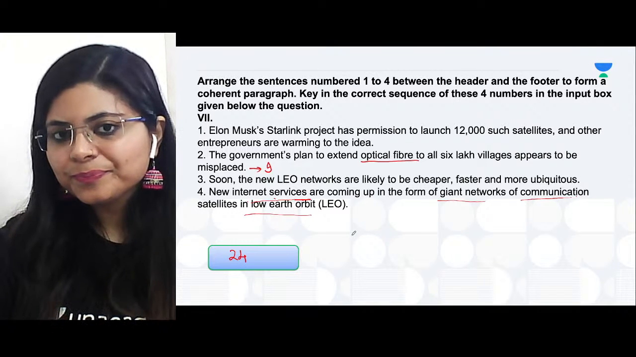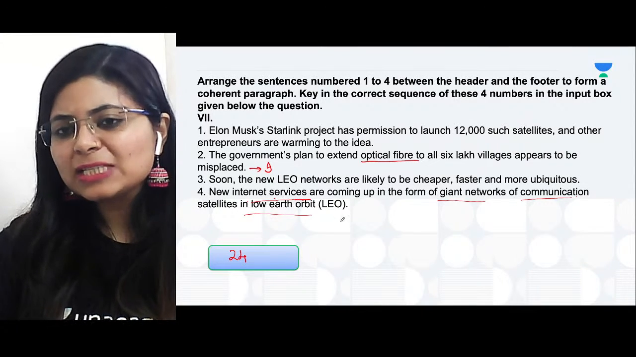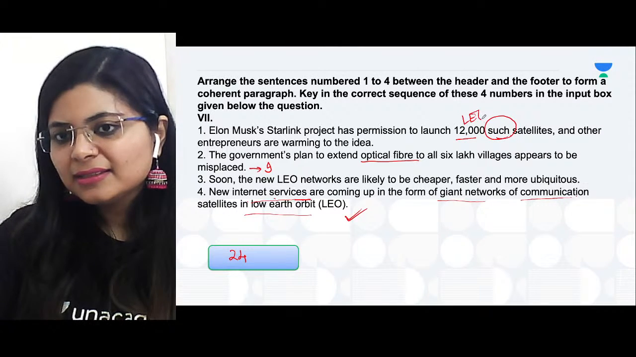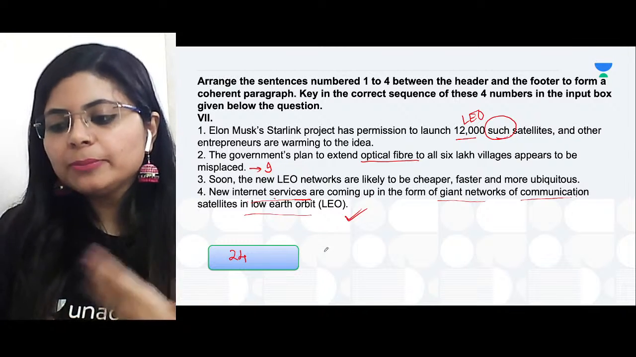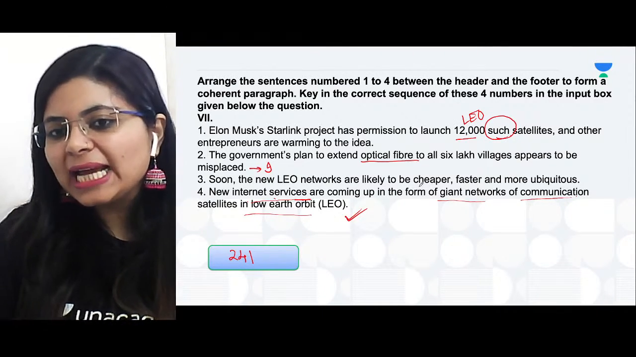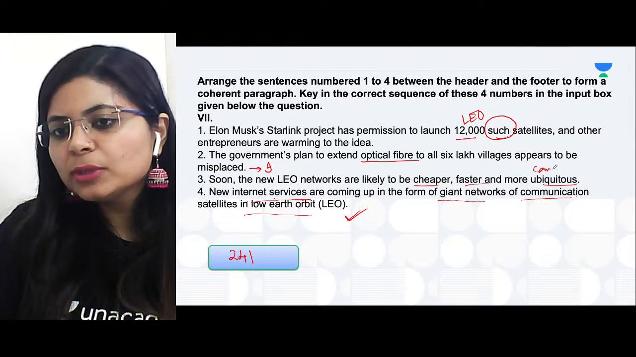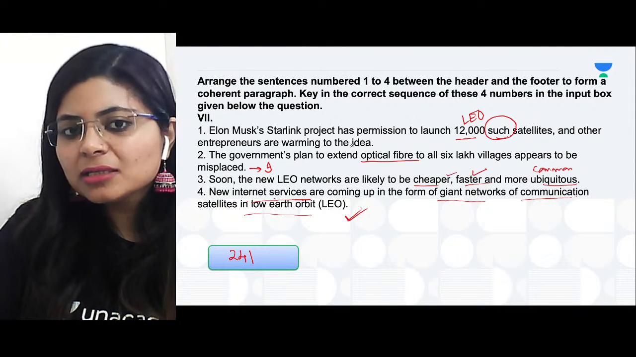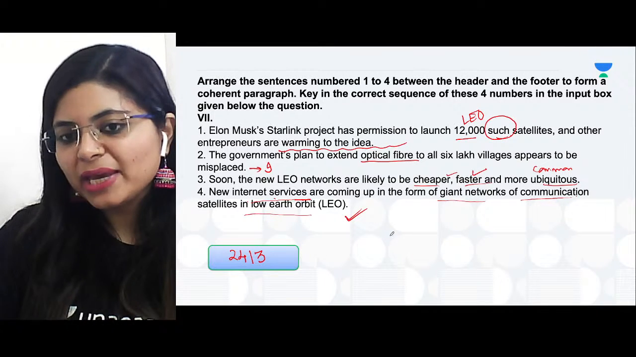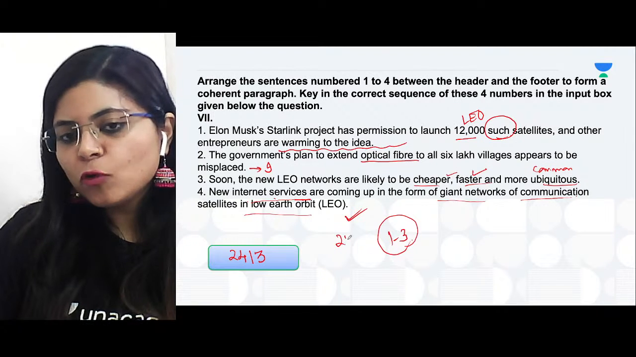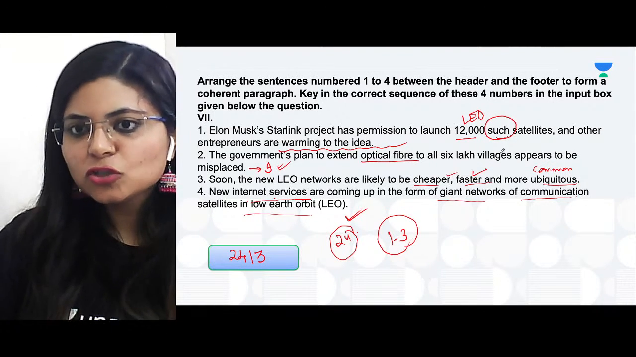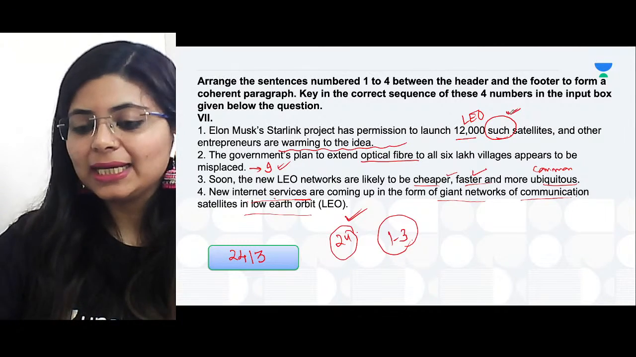What comes after this? Three or one? Elon Musk's Starlink project has permission to launch 12,000 such satellites. Which ones? LEO satellites. And other entrepreneurs are warming up to the idea. They're adopting it. Soon, the new LEO networks are likely to be cheaper, faster, and more common. Ubiquitous is common. Why will they become cheaper and faster? Because the other people are also adopting it, warming up to the idea. So 1 3 is also a pair. 2 4 is a pair. 2 is the introduction. Right? Understood. So I've highlighted everything that needs to be highlighted.